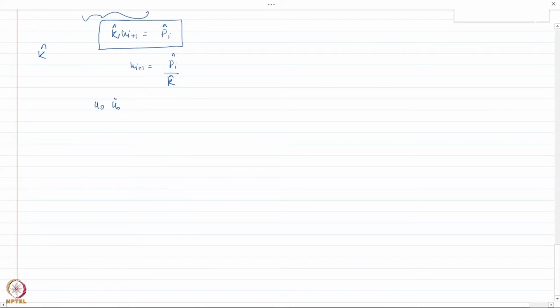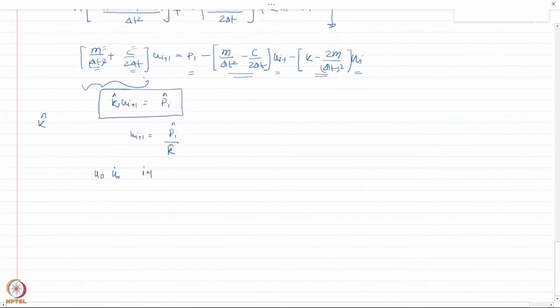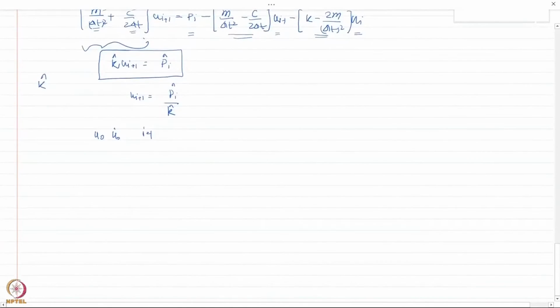Now there is one issue here though. If I consider this equation at i equal to 1, or let us say i equal to 0, so that I'm calculating this k hat times u1, the first step. With i equal to 0, this would become k hat times u1 equal to p hat 0. And what would be p hat 0?